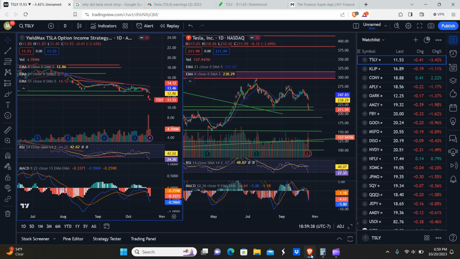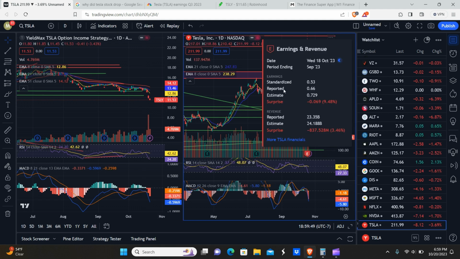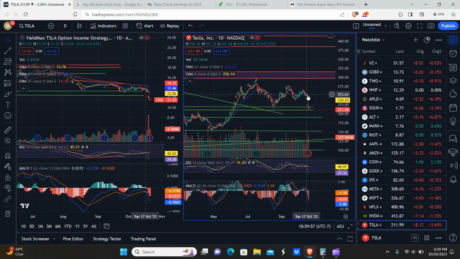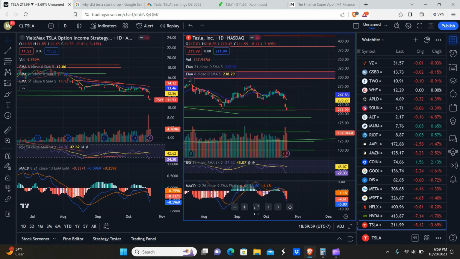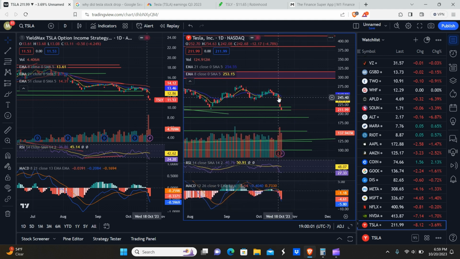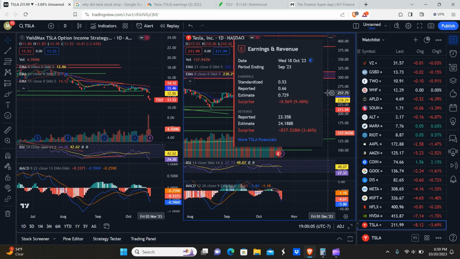Let's get it. So as you guys can see here on the charts, we have TSLY and TSLA pulled up next to each other. Basically, here are the earnings for TSLA, the earnings and revenue estimates, and what the actual results were. If we take a look at the actual day that this dumped, which was on the 18th, you have earnings on the 18th.